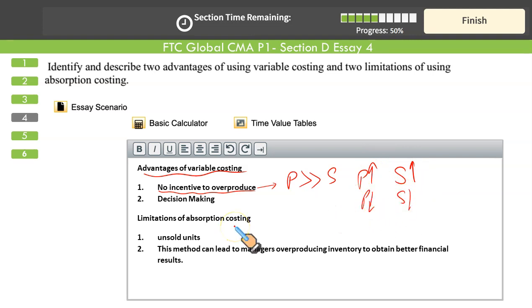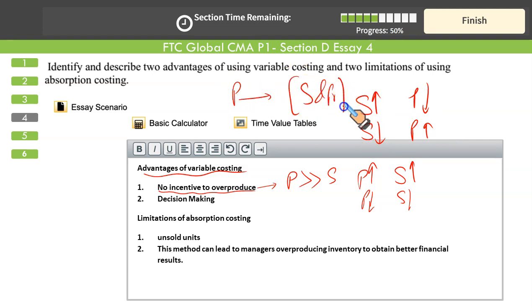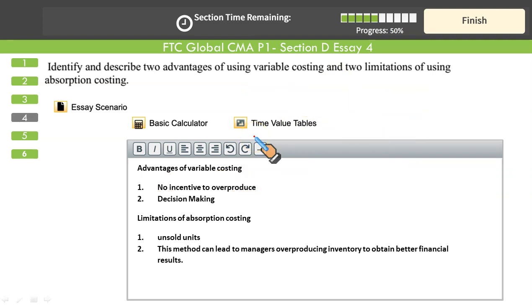But in absorption costing, the relationship between profit and sales is erratic. Sometimes your sales are going up, profit is falling. Sometimes sales are going down, profit is increasing. Why? Because under absorption costing, profit is a function of sale and production both. So we can manipulate profit under absorption costing by producing more. So first is, under variable costing, management will not be able to manipulate profit. There is no incentive to overproduce because profit will not change with the level of production.